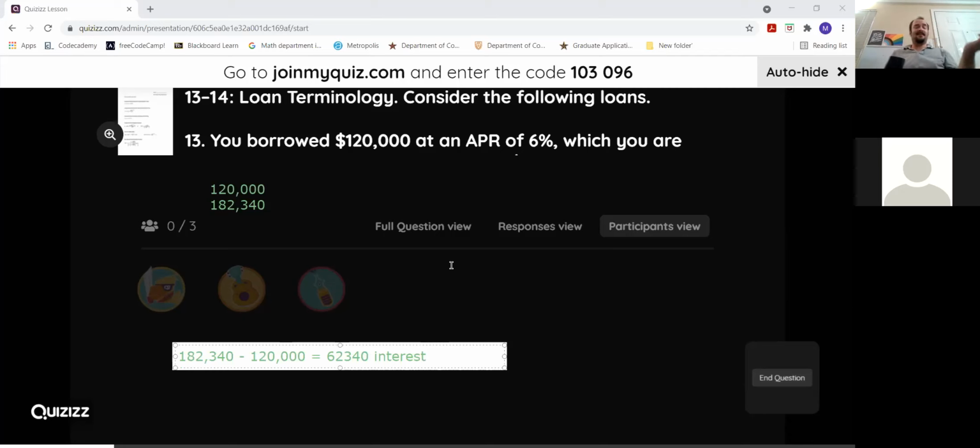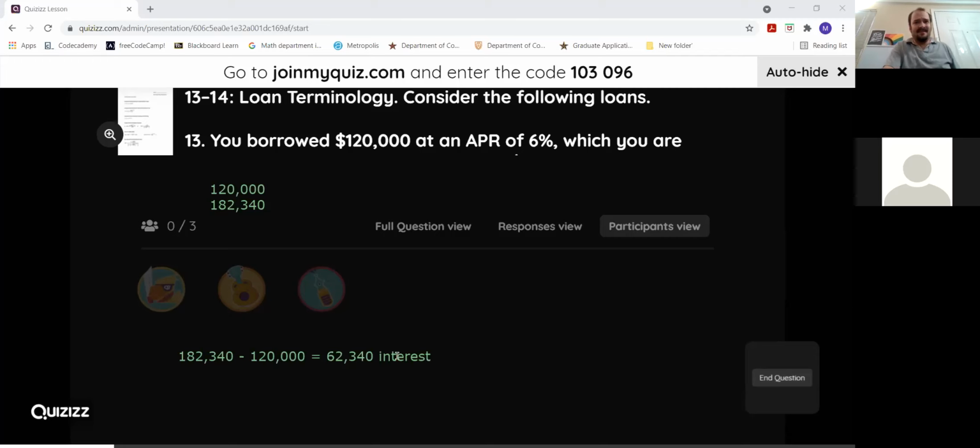It's because I'm basically paying two things when I pay a loan. I'm paying the principal and I'm paying whatever interest gets tacked on top. So I believe this is giving me 62,340. Now I need to figure out how much 62,340 is out of my total. So what percentage of my total payment is that 62,340? All right, I think I got to round this up to 2 decimal places.